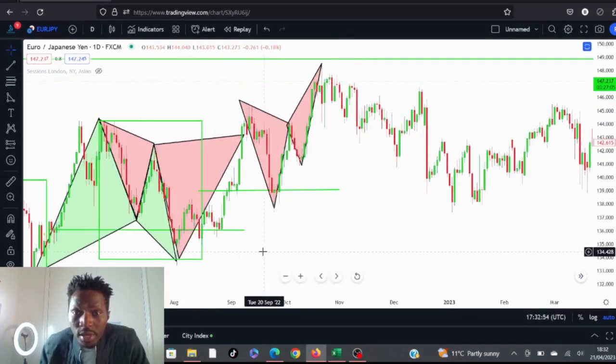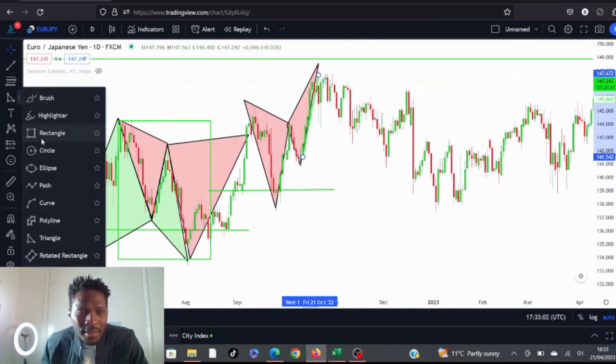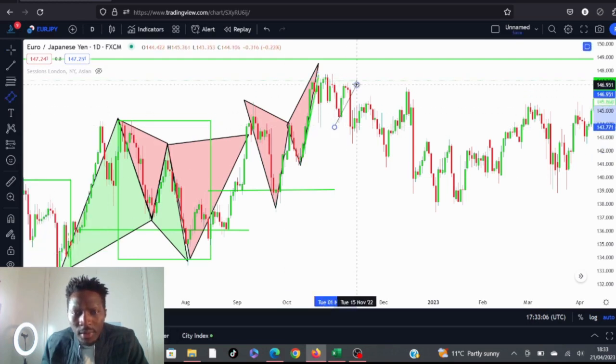So let's move on to trade opportunity number 6. If you look at this next structure here, we had an impulse leg here, which was followed by another contraction. So right here we had a contracting pattern here.